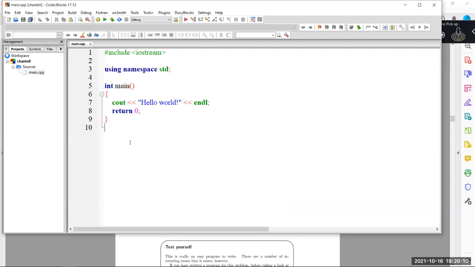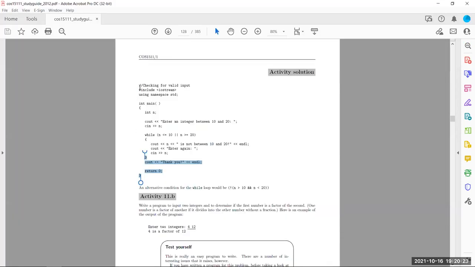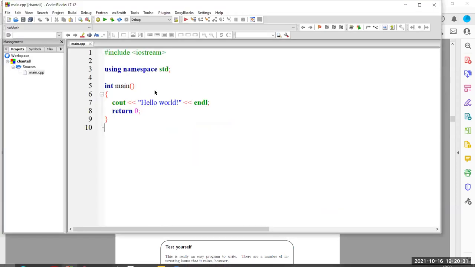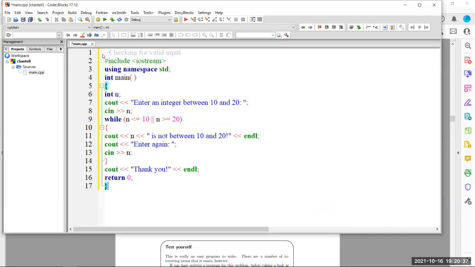So Chantelle, I named it in honor of your question. The program is named Chantelle. The file is Chantelle. So let's go and run this program. Look how fast I'm going to copy it. I'm going to copy it and put it into code blocks.